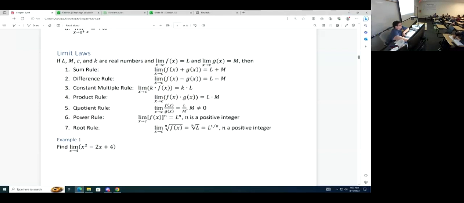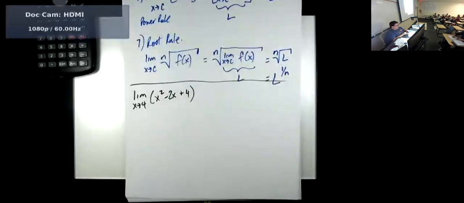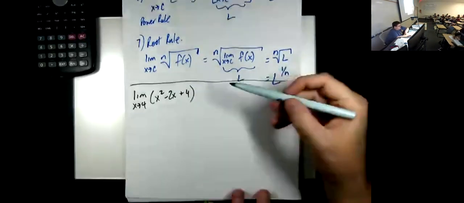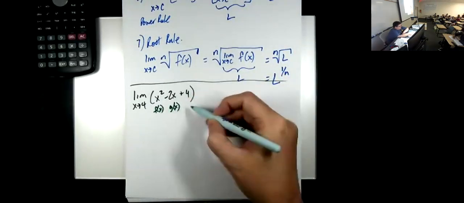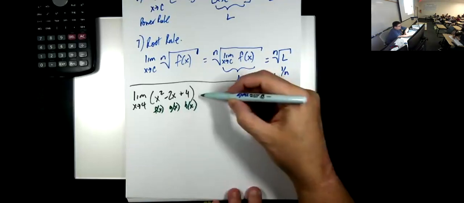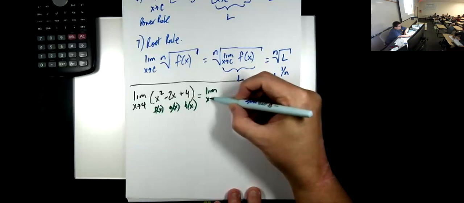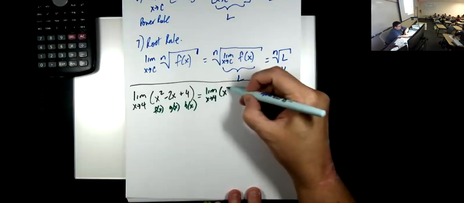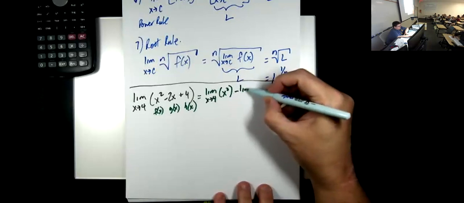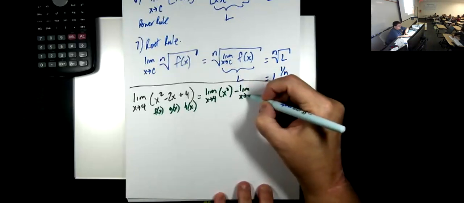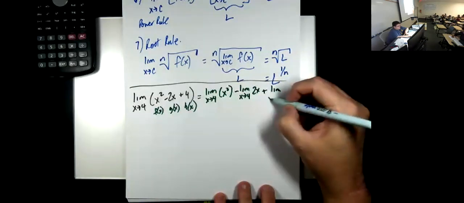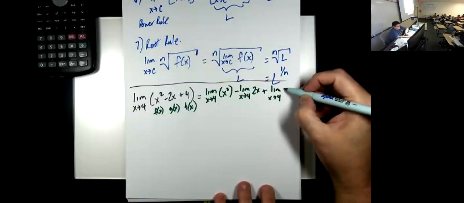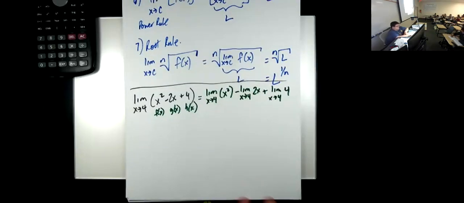Everyone ready? All right, so let's take a look at working this one out. The idea here is I could treat this as like an f of x, and this is a g of x, and this is like an h of x kind of thing, which means I can break this up. We had that sum and difference rule. I can break this up into these. That's a square.